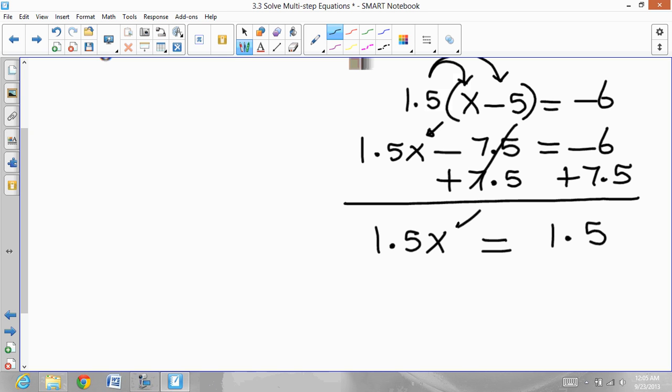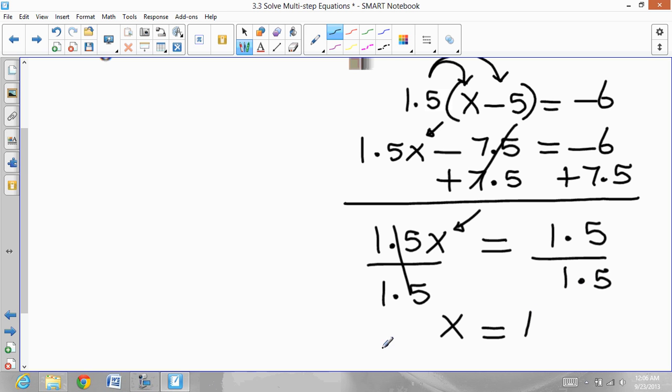Now remember, you need to get the x to safety. X is being multiplied by 1.5. If you see, there is no operation sign in between. So 1.5 multiplies x. The opposite will be to divide by 1.5 on this side and divide by 1.5 on this side. 1.5 divided by 1.5 gives you a 1. 1 times x gives you an x. 1.5 divided by 1.5 gives you a 1, which is the final answer.